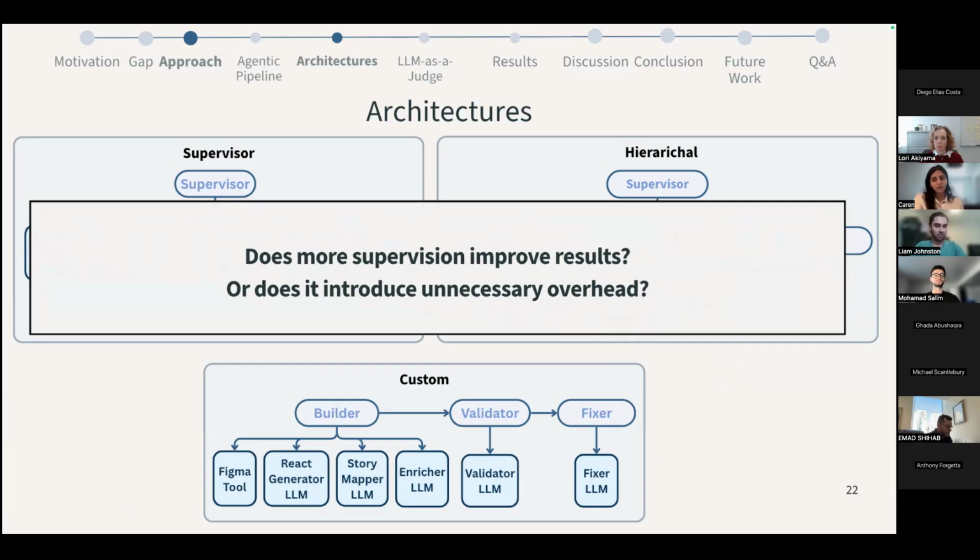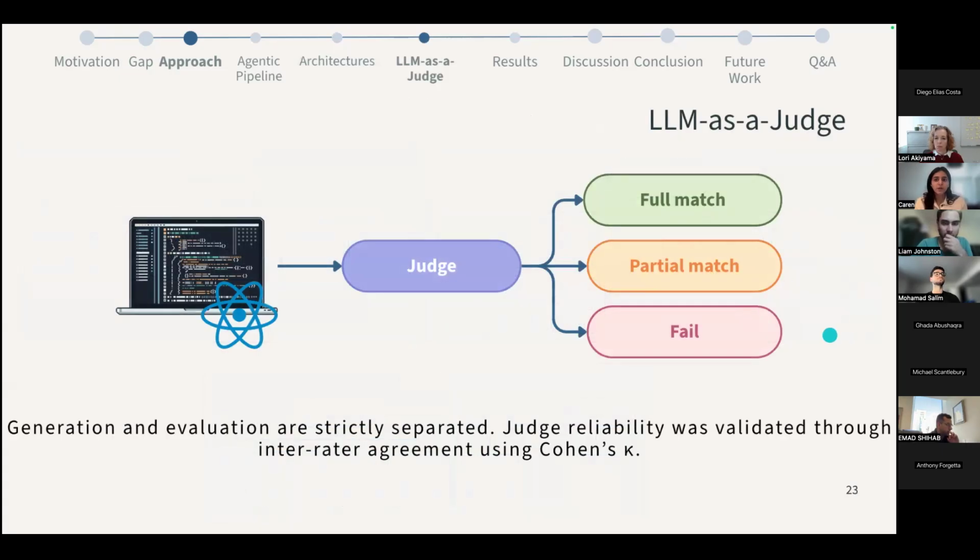This setup allows us to investigate a very important question. Does more supervision improve the results, or does it introduce unnecessary overhead? Despite the growing popularity of multi-agent systems, this trade-off between supervision and efficiency remains largely underexplored. So to evaluate the outputs produced by these architectures, we implemented an automated evaluation framework using LLM as a judge. To evaluate outputs objectively, we separated the generation and the evaluation. One model generates the application, while a different model acts as a judge. Each output is evaluated along the functional and visual dimensions using a structured rubric with full, partial, or failed labels. To ensure the reliability of the judges, we validated the judges' consistency through an inter-rater agreement using Cohen's kappa.